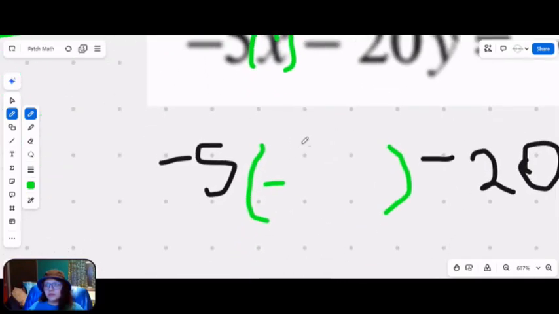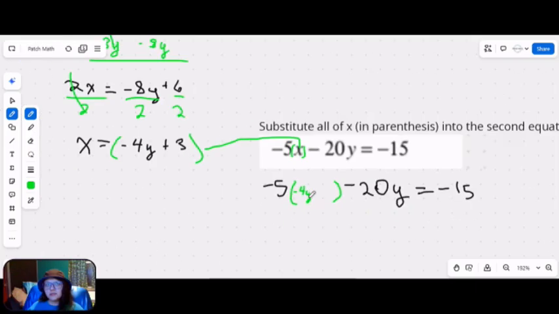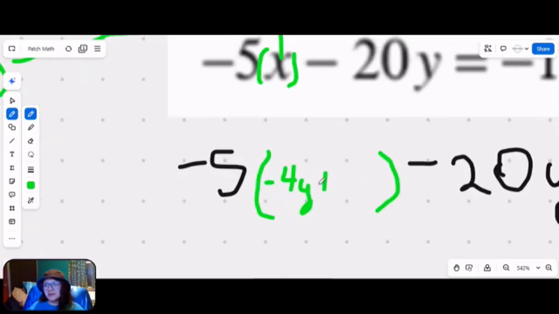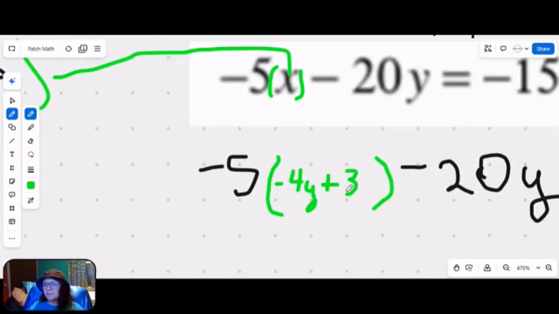I want to scrunch it in because I did not do good with managing my space. This is one of my major disorganization issues as a teacher, even on a whiteboard. All right, so there we go.